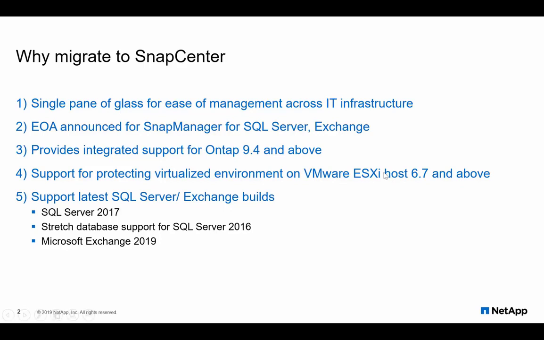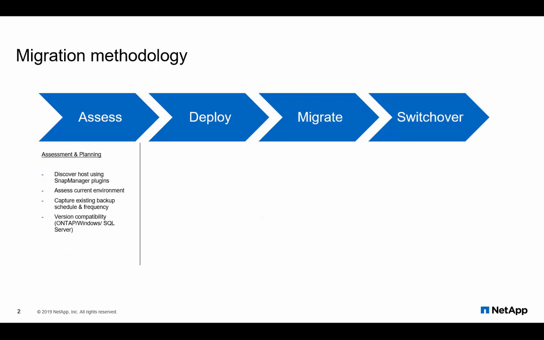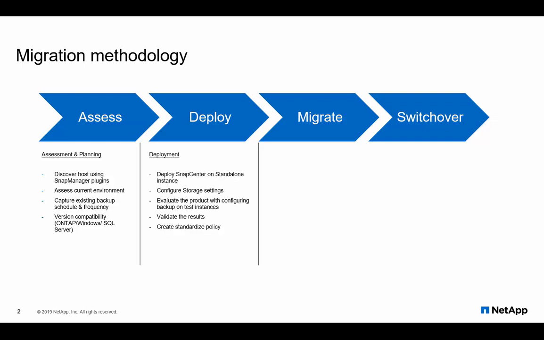So, here is a methodology to perform migration in phases. Firstly, assess the current setup, discover all the hosts using SnapManager for SQL Server, capture the OS and SQL version to validate the compatibility with SnapCenter, and then export the backup schedule. On a separate machine, deploy SnapCenter and configure initial steps like SVM settings, and set up roles and credentials within SnapCenter.